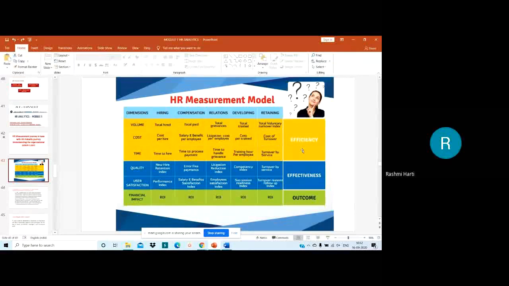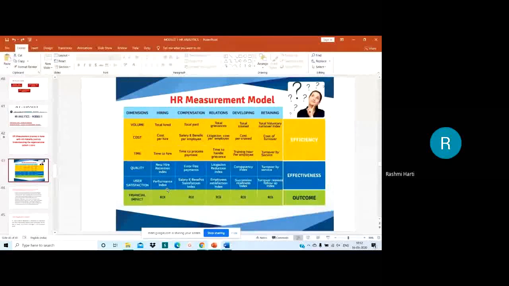Now coming on to next, user satisfaction. So here when we speak about user satisfaction, we speak about performance index. HR department effectiveness can be proved when employees are performing well and the performance index is high.